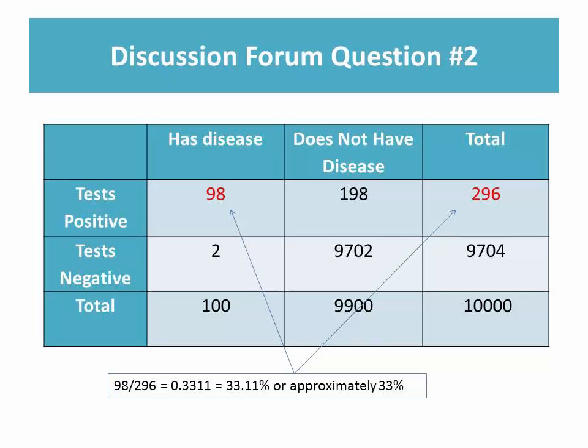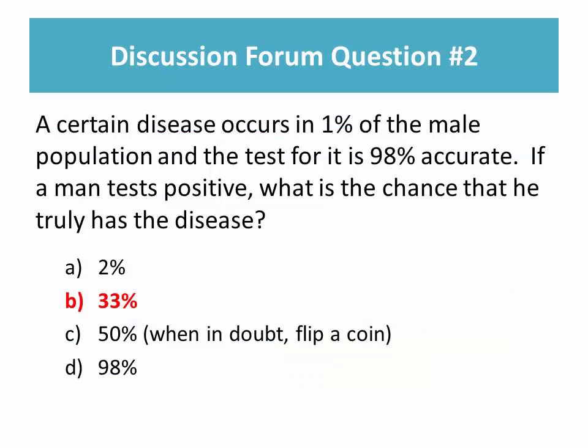If a man tests positive for the disease, what is the chance he truly has the disease? 296 will test positive. Out of those, 98 have the disease. So 98 divided by 296 equals 0.3311, or 33.11%, or approximately 33%. The answer is choice B, 33%. Because the disease is rare, even with 98% accuracy, the chances of you actually having the disease, given you tested positive, are only about 1 in 3.